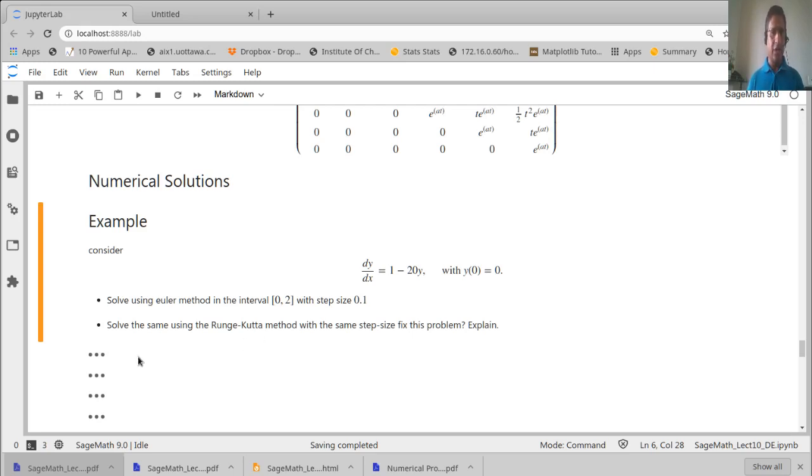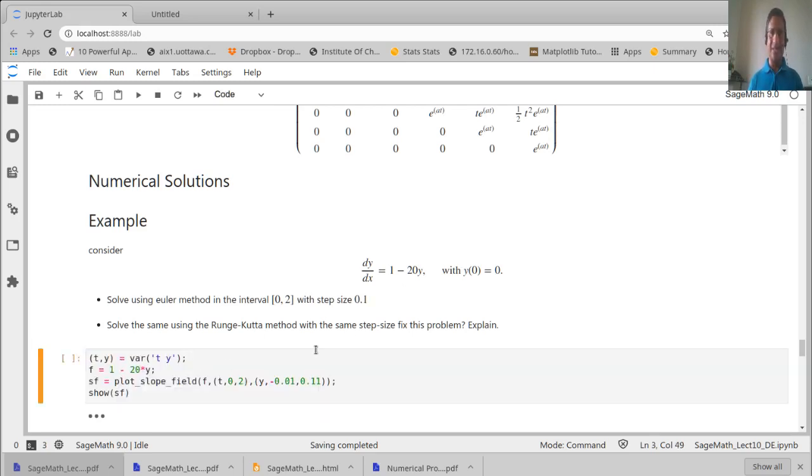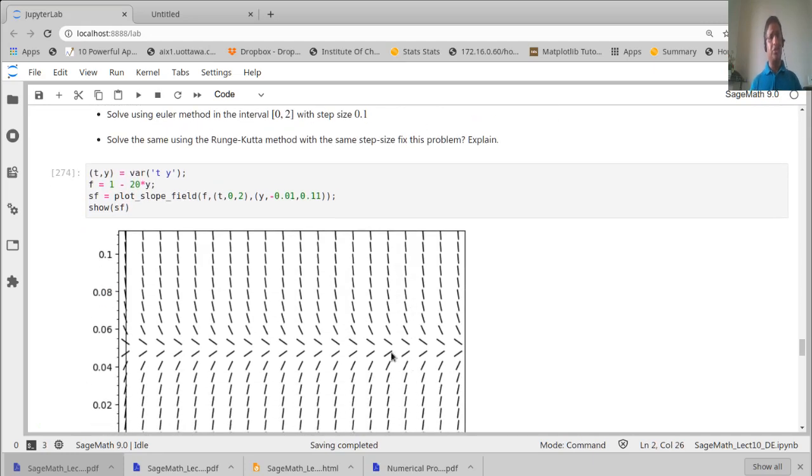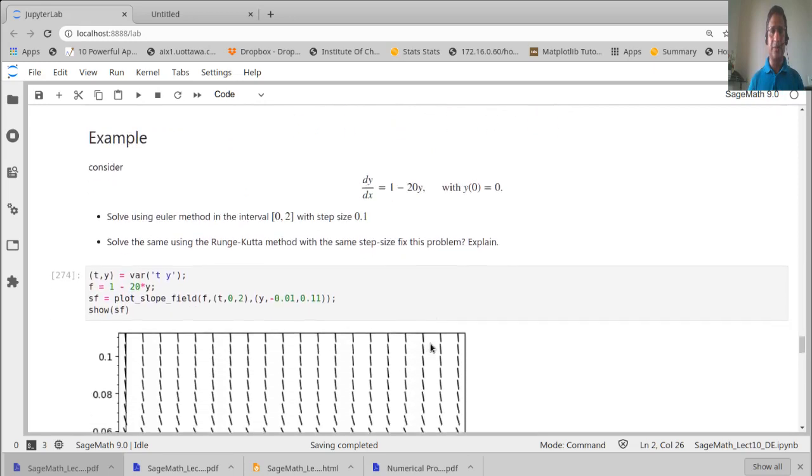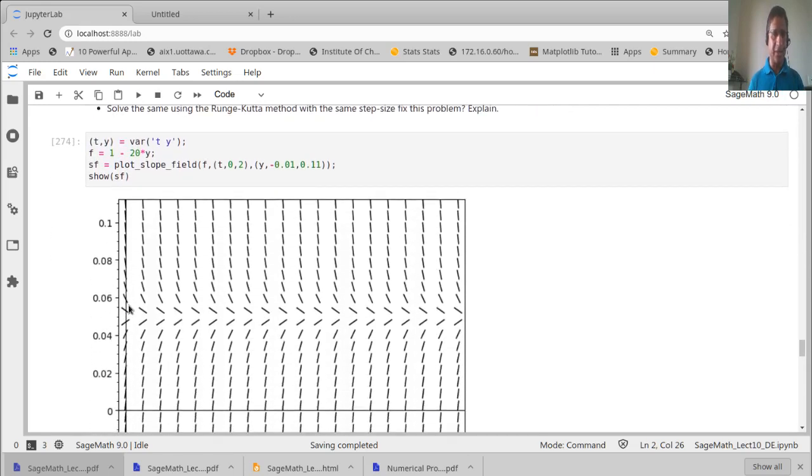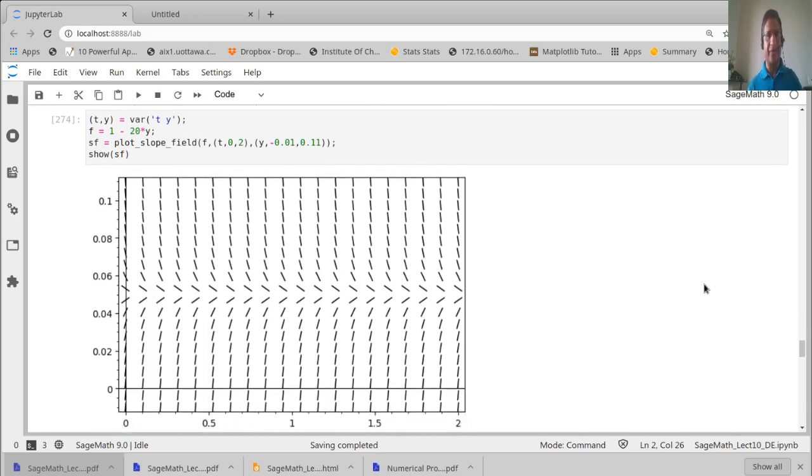Okay, so let us define this differential equation again in the same way. So t and y are declared as variables. F is equal to 1 minus 20y, and then solve. First, you can plot the slope field of this differential equation. So this is how it looks. If y0 is 0, the solution will look something like this. So we'll just verify that.